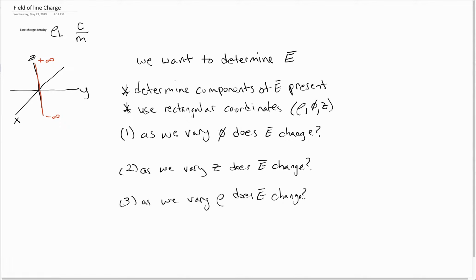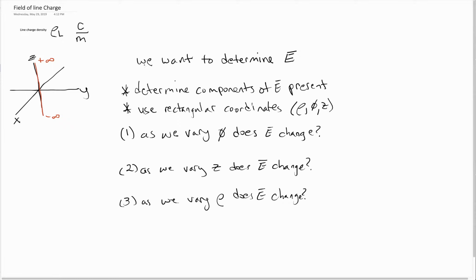Now we're going to calculate the field of a line charge. So we have another distribution here, and we have an XYZ axis. And then in red, I'm showing here this infinite line charge along the z-axis. And it has a line charge density in coulombs per meter, and it's designated rho L.